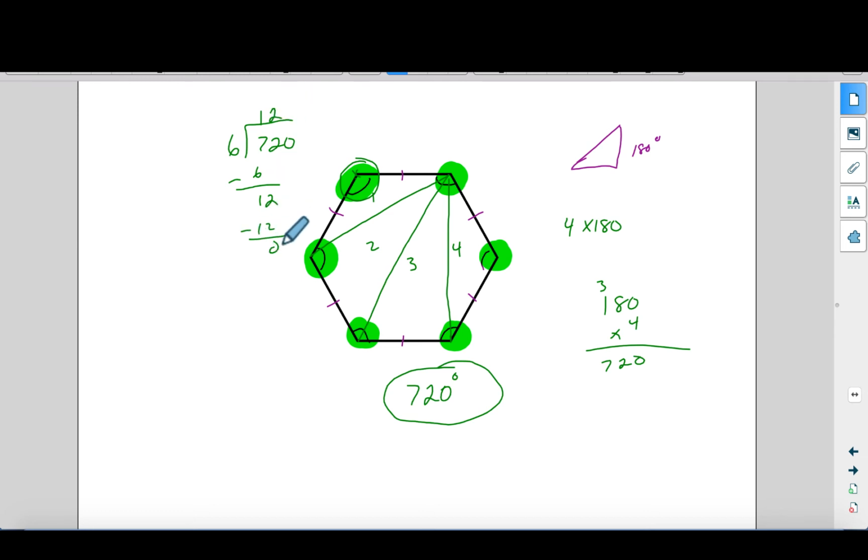And you can see that every angle is 120 degrees. Well, 120 degrees times 6 is 720, so each of those is 120 degrees. All right, makes sense? Okay, let's go to another idea here.